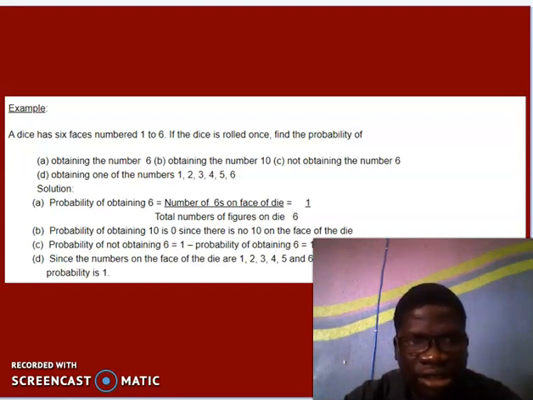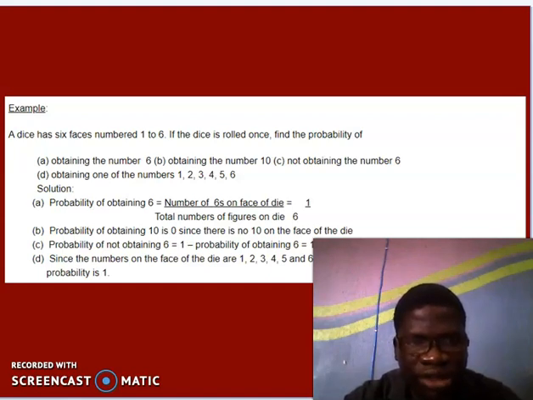Now the solution. For the solution to question A, probability of obtaining 6 simply means the number of 6 on the face of the die is just 1. The total number of figures on the die is 6. Therefore, the probability is 1 over 6. The solution to question B: probability of obtaining 10 is 0, since there is no 10 on the face of the die.